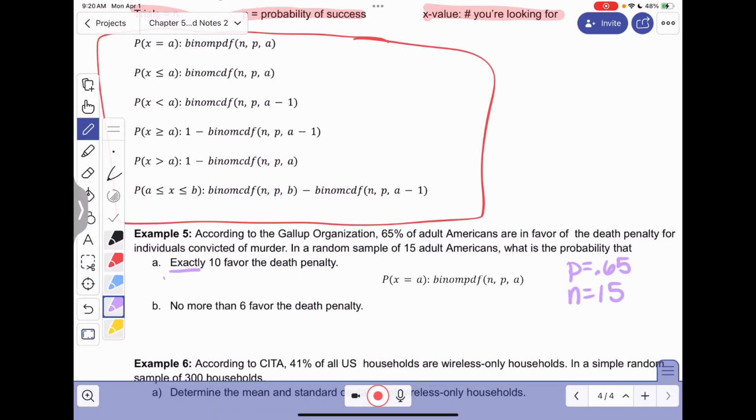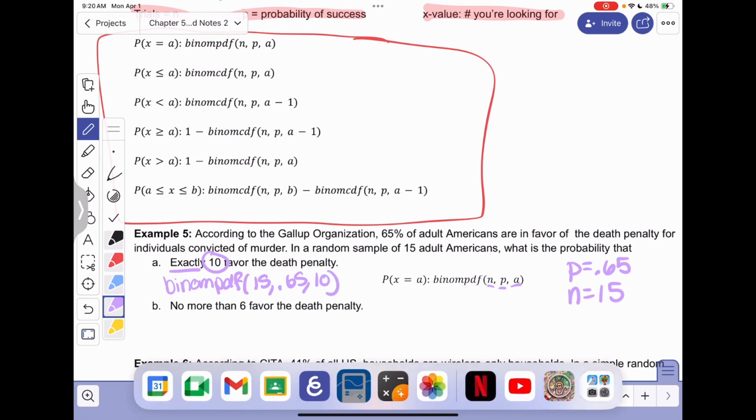So what I would write is binom PDF. My N is 15. My P is 0.65. And A is 10. That's what they're asking us. And then I would type that right in the calculator.